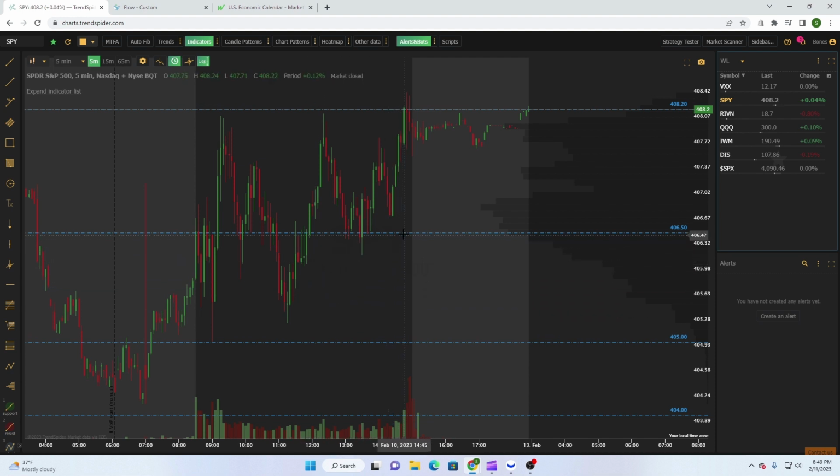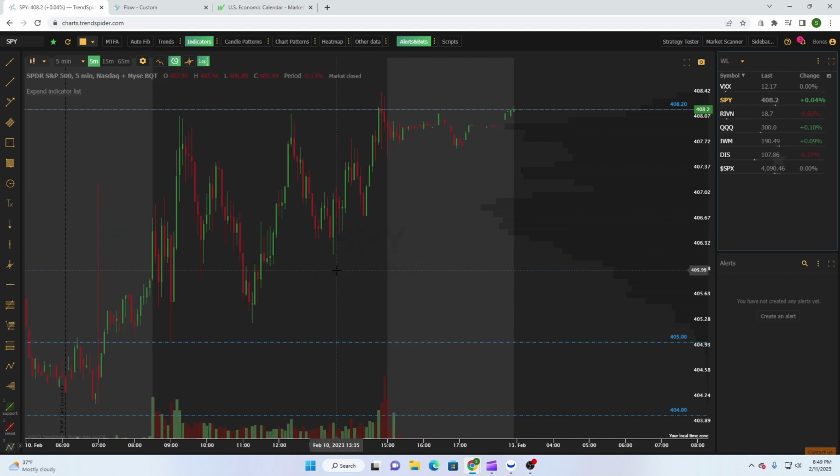So the ORB strategy, I'm going to delete this 406.5 here for a second. What it is, those first three 5-minute candles, or the first 15 minutes, I'm going to use the high and the low to establish my call and put trigger. In this case, 406.89 will be my call trigger, and my low will be 405.45 or the put trigger.